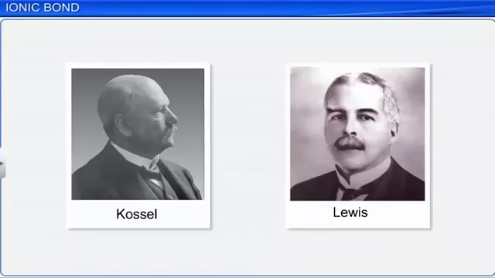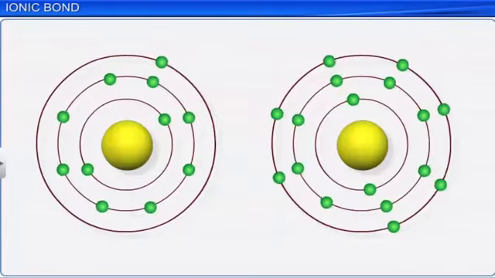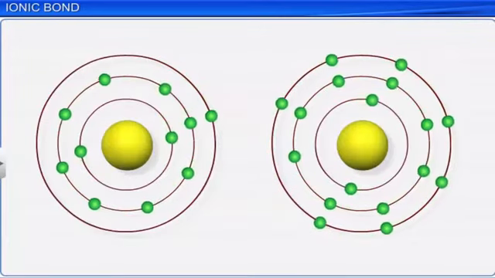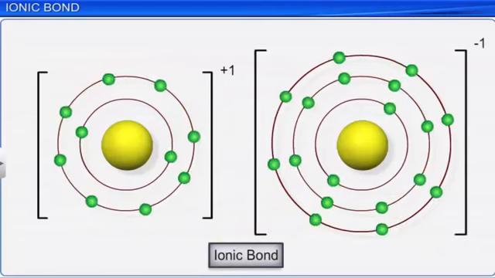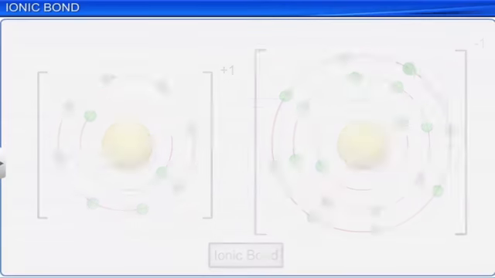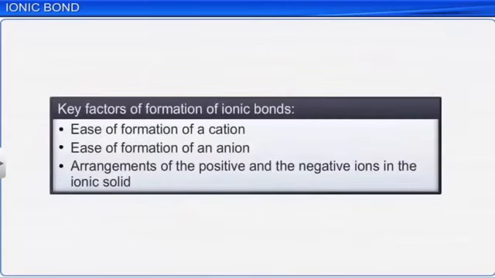On the basis of Kossel and Lewis' approach towards chemical bond, we can explain the factors that affect the formation of ionic bond. The formation of ionic bonds depends upon the following three key factors. First, the ease of formation of a cation. Second, the ease of formation of an anion. And finally, the arrangements of the positive and the negative ions in the ionic solid.